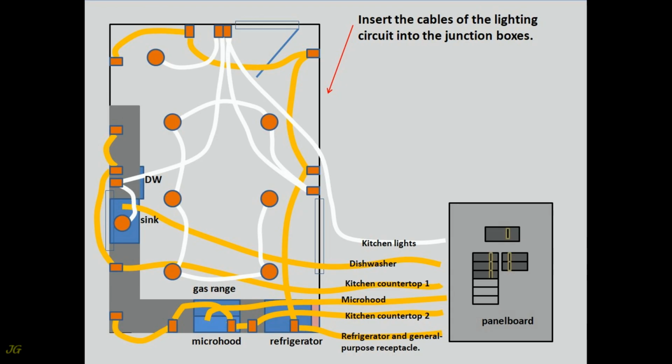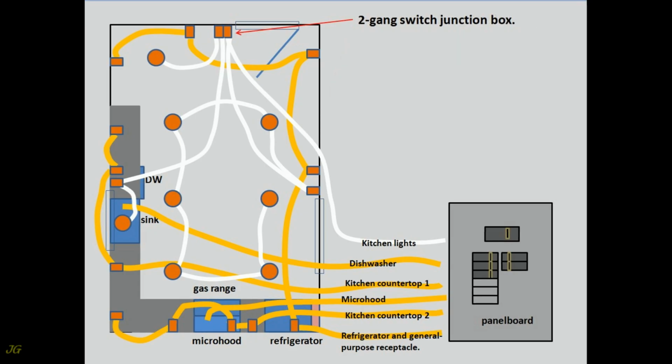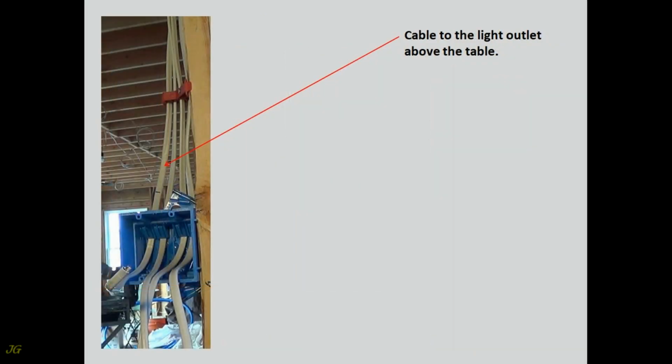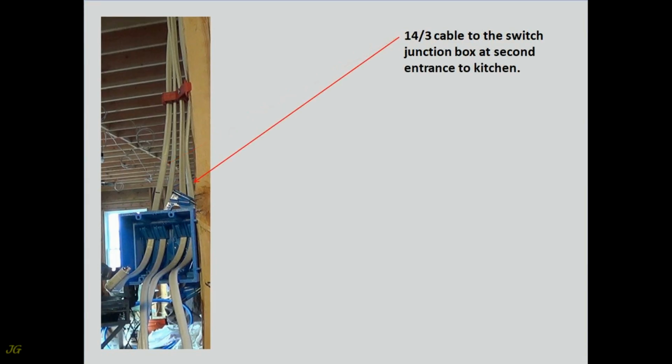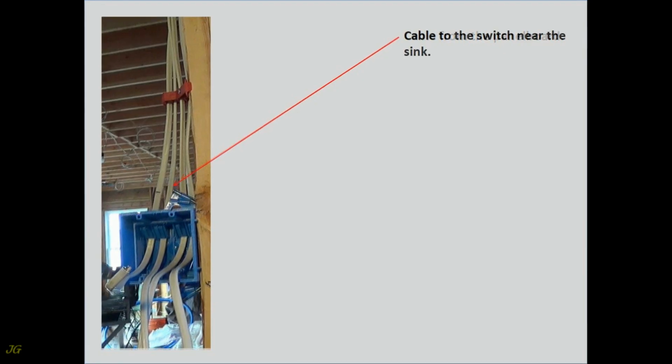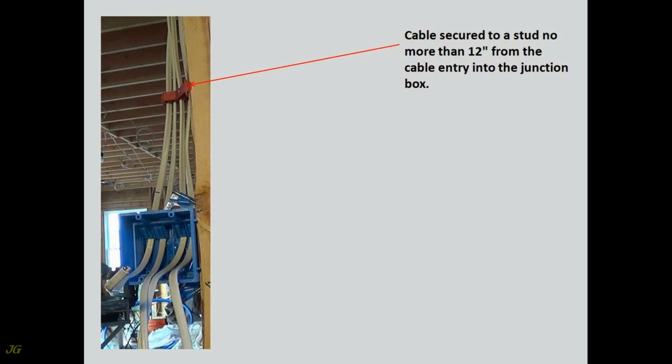Insert the cables of the lighting circuit into the junction boxes. 2-gang switch junction box. 4 cables inserted into the 2-gang junction box. Cable to the light outlet above the table. 14-3 cable to the switch junction box at second entrance to kitchen. Cable from the panel board. Cable to the switch near the sink. Cable secured to a stud no more than 12 inches from the cable entry into the junction box.